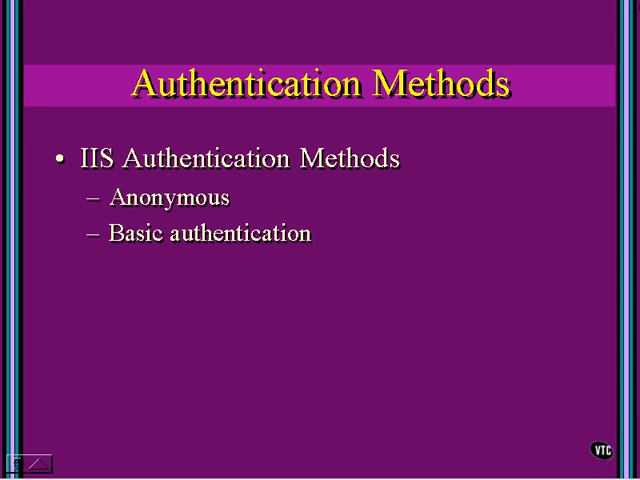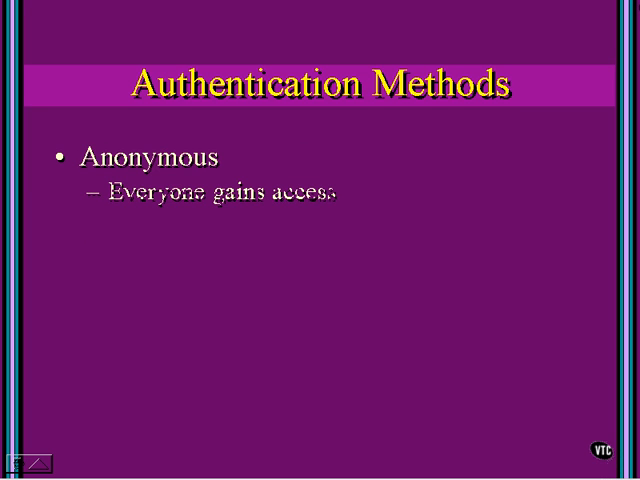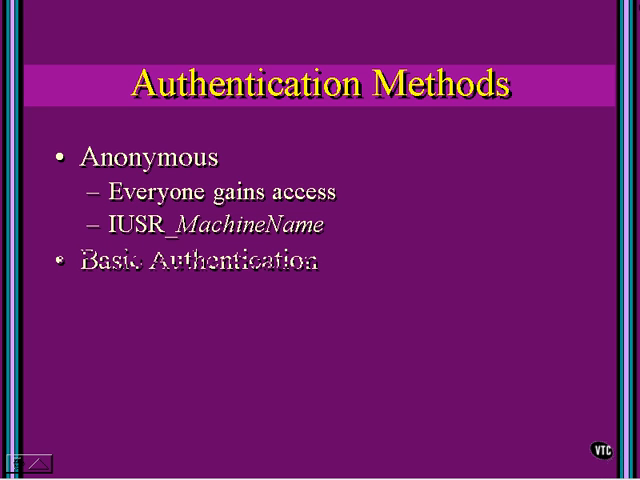You have anonymous, basic authentication, digest authentication, and integrated Windows. Now, this is on the web server. IIS is Internet Information Server, which is our web server. Let's take a look at anonymous. Everybody gains access. All you have to do is hit the web server over port 80, and you will be granted access. You're actually accessing the files on the web server as a user called IUSR, Internet User, and then the name of the machine that the web server is. In my case, this would be Leesburg LT.